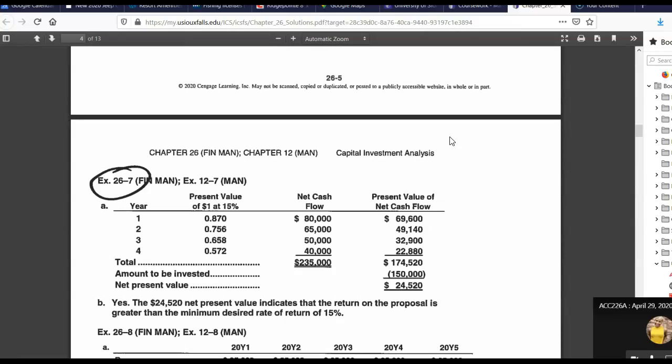Okay? So in number 7, on your notes underneath net present value, you can write number 1. This method considers the time value of money. And number 2, we use cash flows, not net income or income. We use cash flows.